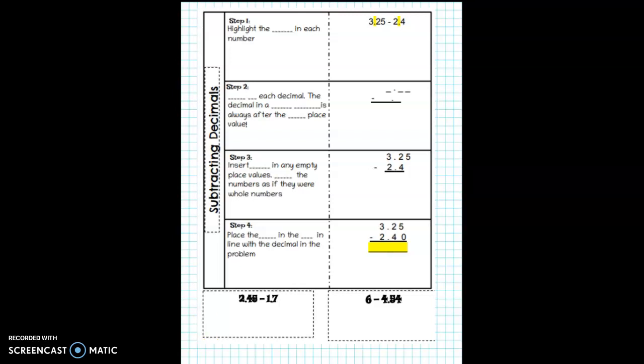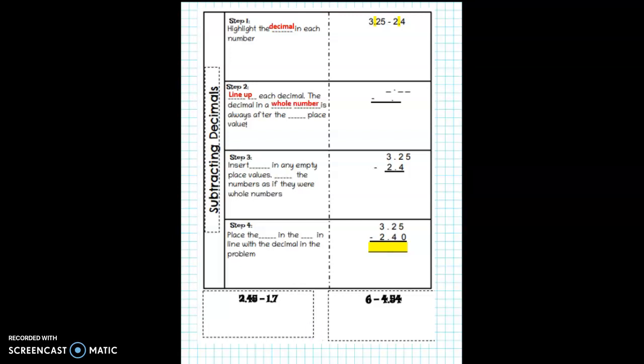In this lesson, we are going to use the standard algorithm for subtracting decimals. Highlight the decimal in each number. Notice the first decimal point is between the 3 and the 2, and the second decimal point in the second number is between the 2 and the 4. Line up each decimal when you rewrite the problem.